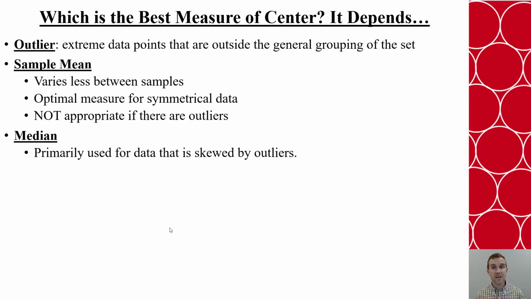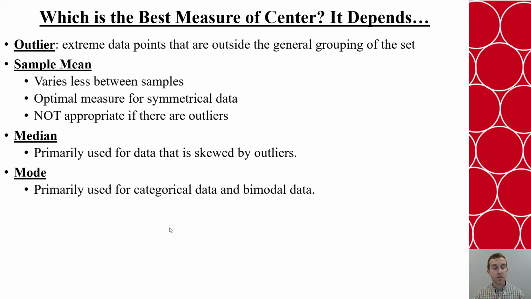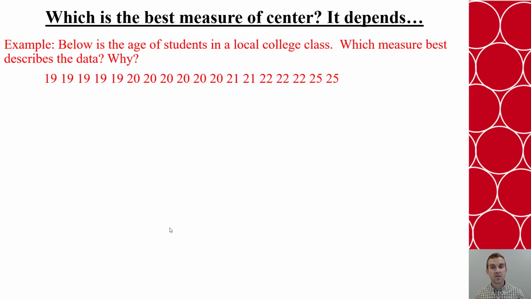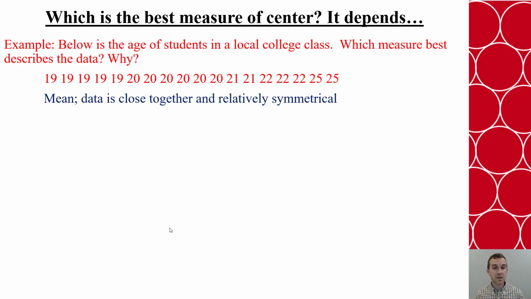So if you see that your data has an outlier where that value is well different than the others, use the median. And most commonly, we're going to use the mode when we have categorical or bimodal data. So let's look at our data here. We have the age of students in a local college class, and we want to know what measure best describes this data. So when we're thinking about our measures of central tendency, our data is relatively compact, it's relatively symmetric, so in this case, we would use the mean.